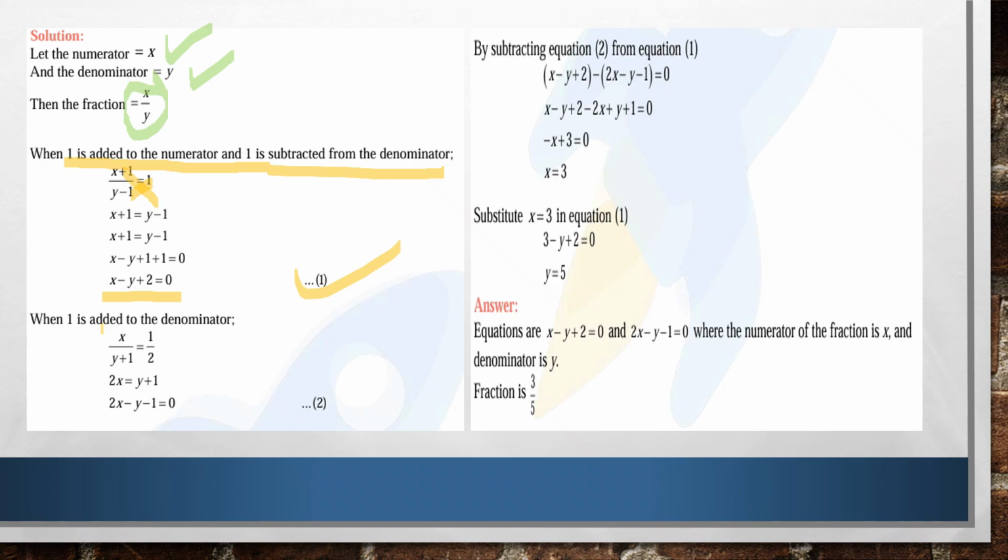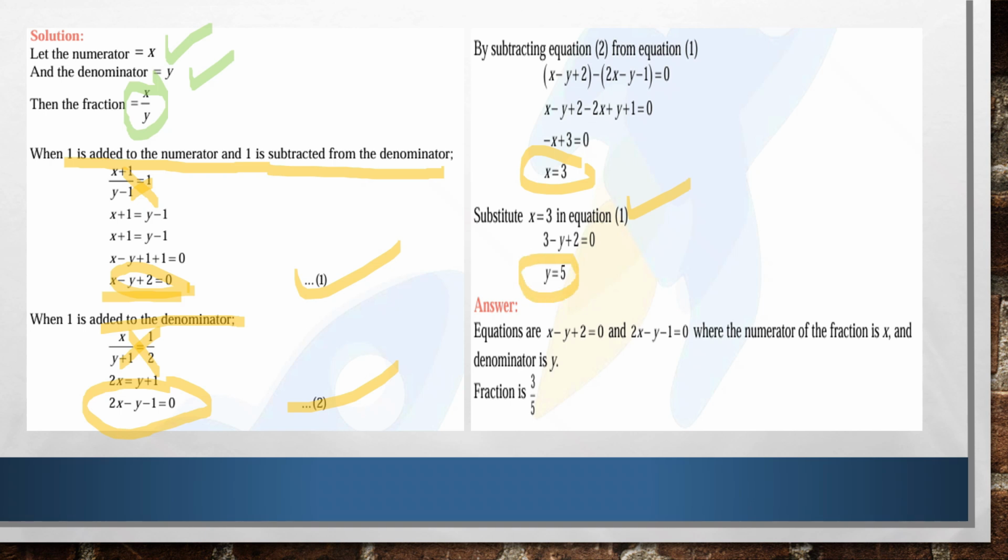When 1 is added to the denominator, as given in the question on page number 36, we can write x by (y plus 1) is equal to 1 by 2. If you cross multiply, you will get 2x is equal to y plus 1. Therefore, equation 2 can be written as 2x minus y minus 1 is equal to 0. Then by subtracting equation 2 from 1, we will get x is equal to 3. Substituting x is equal to 3 in equation 1, I can write 3 minus y plus 2 is equal to 0. Therefore, y is equal to 5.